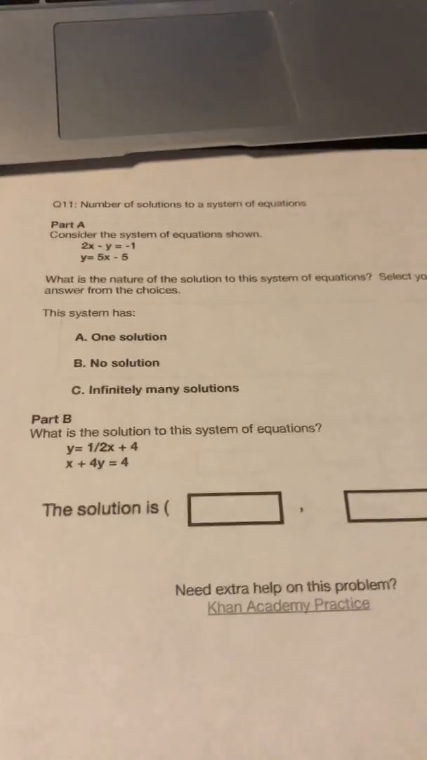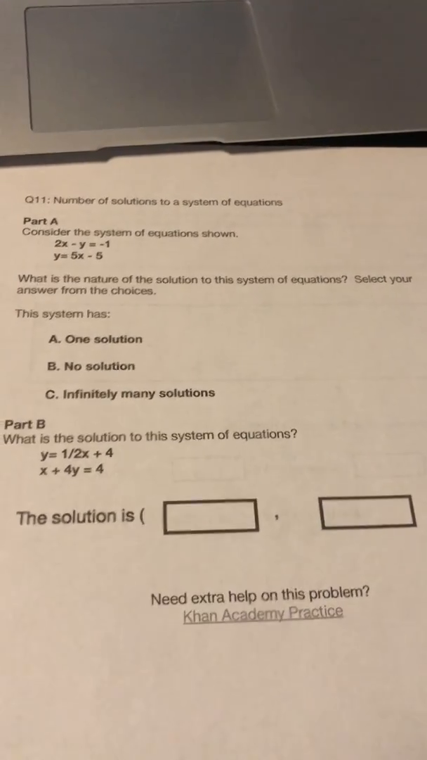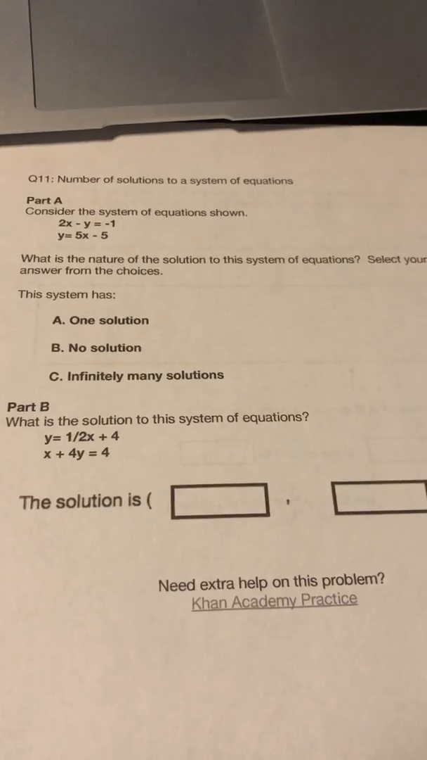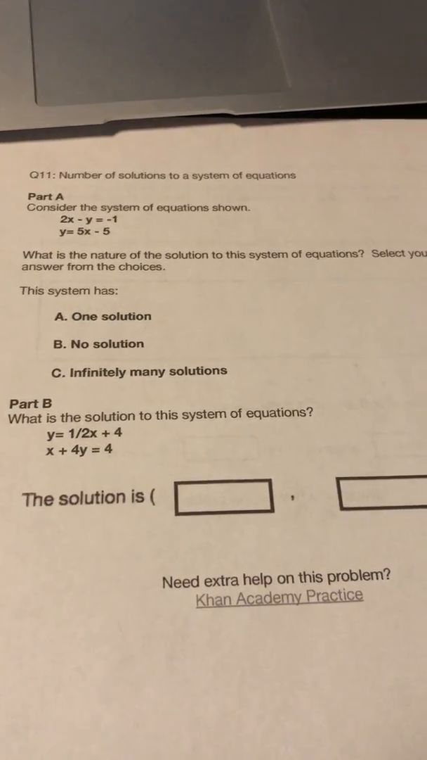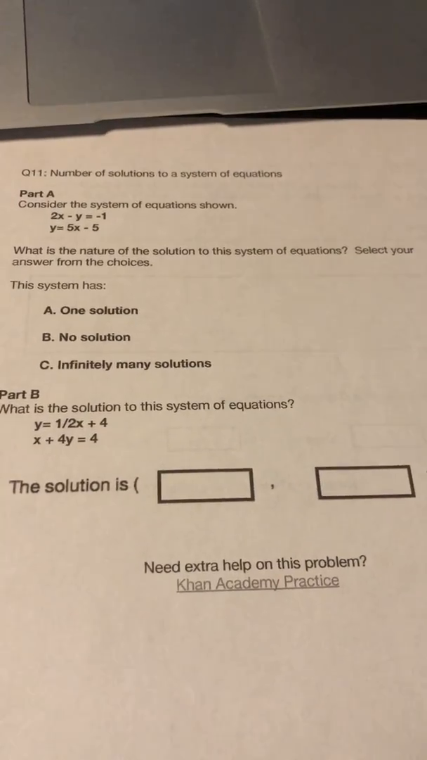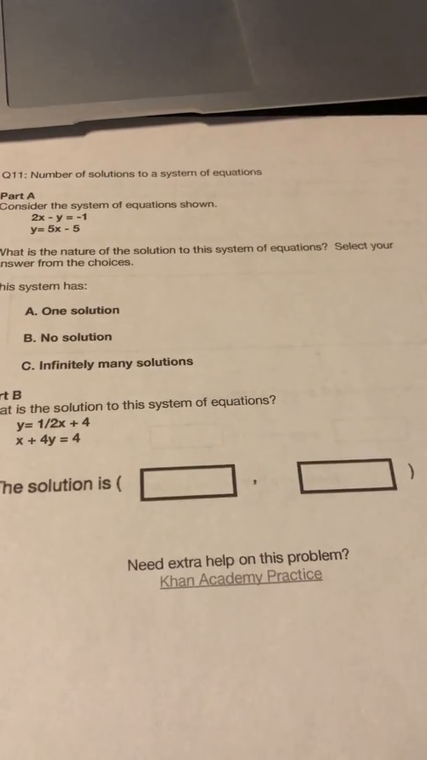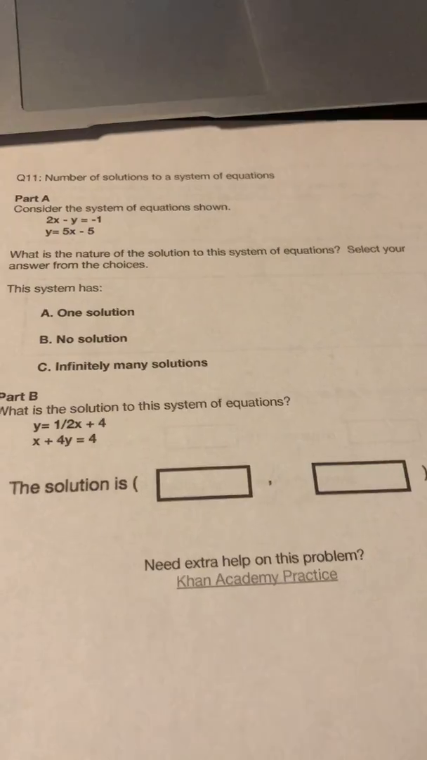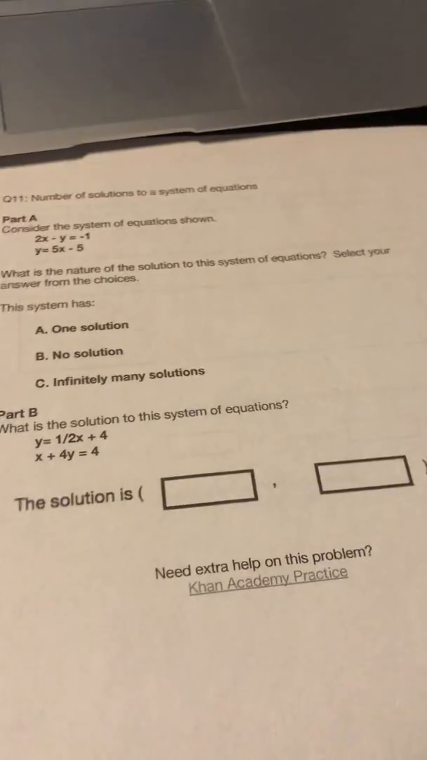Question 11, the number of solutions to a system of equations. Part A says, consider the system of equations shown: 2x minus y equals -1 and y equals 5x minus 5. What is the nature of the solution to the system of equations? Select your answer from the choices. So our choices are one solution, no solution, or infinite solutions.